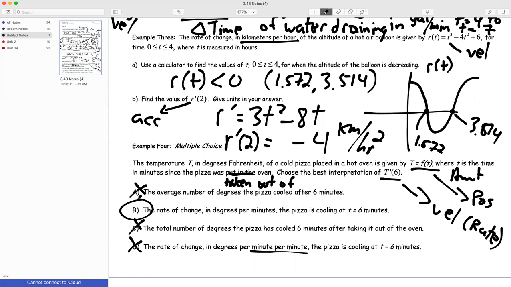Questions or anything on the first page? What is an average rate of change? Then that would not be the derivative. It would be the slope of the secant line between 2 points or 2 time periods.